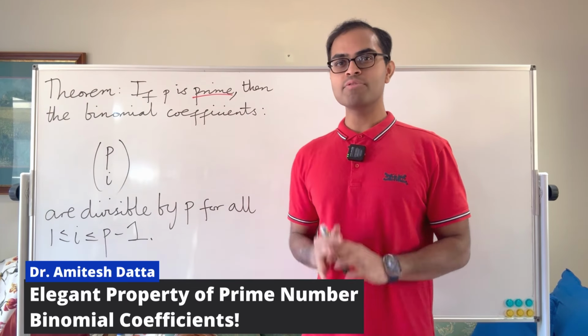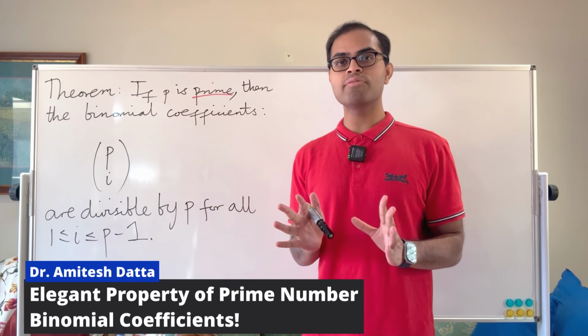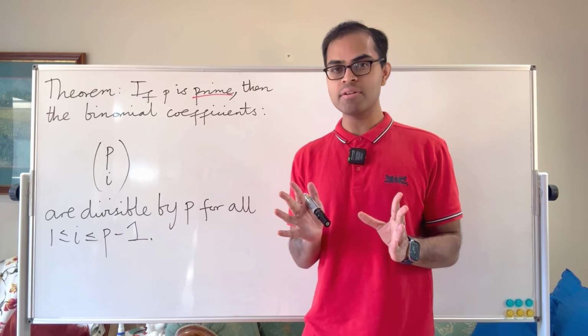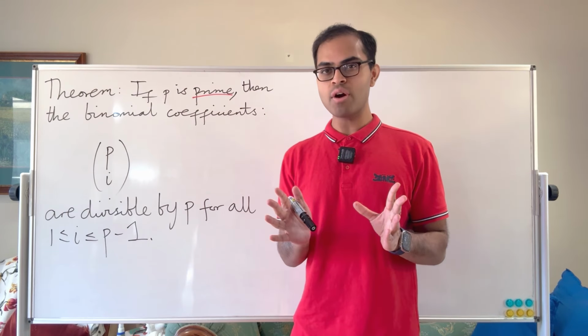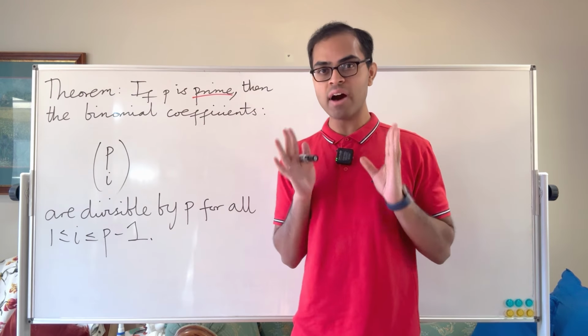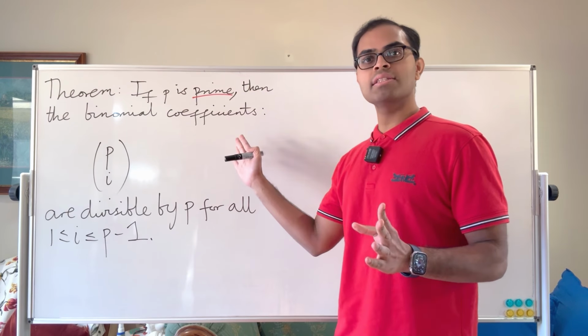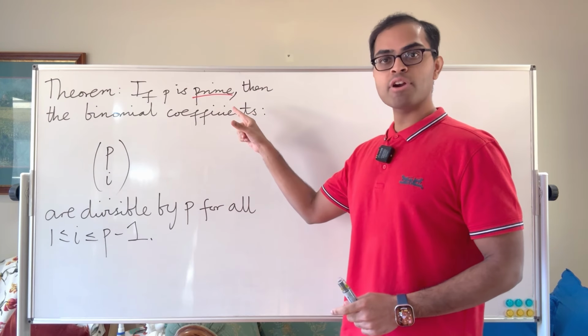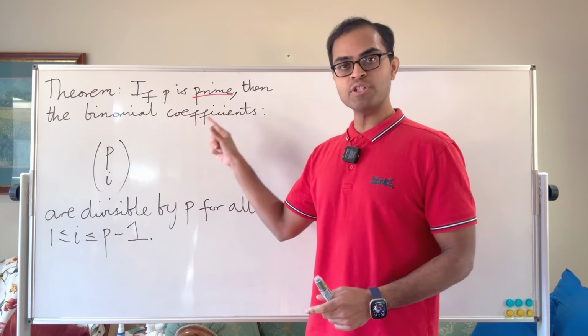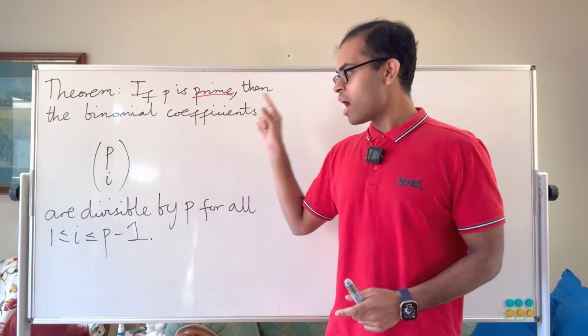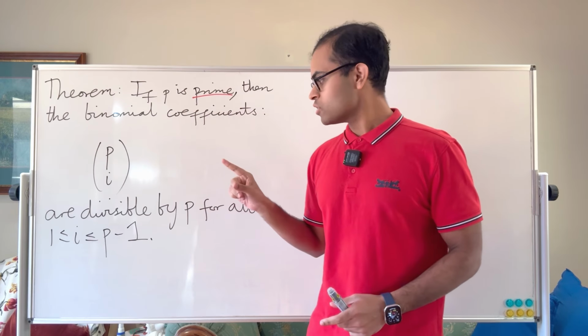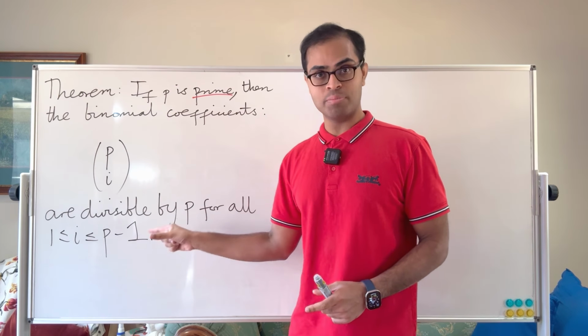I'm going to prove a beautiful statement about binomial coefficients, which is an introduction to number theory proofs. And at the end of this video, I'm going to give you a peek into advanced mathematics based on this statement, which states that if p is a prime number, then the binomial coefficients p choose i are all divisible by p as long as 1 is less than or equal to i, which is less than or equal to p minus 1.